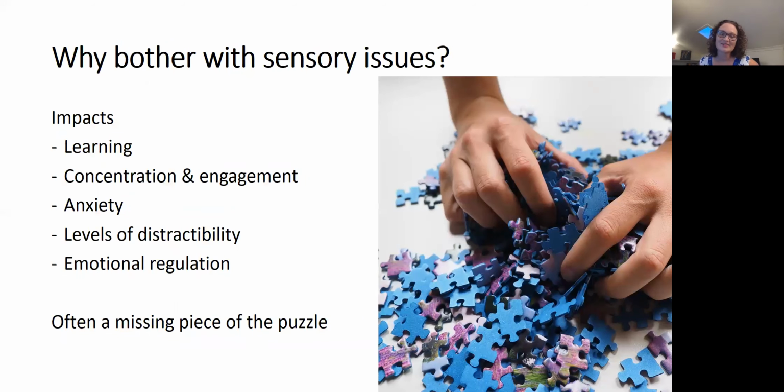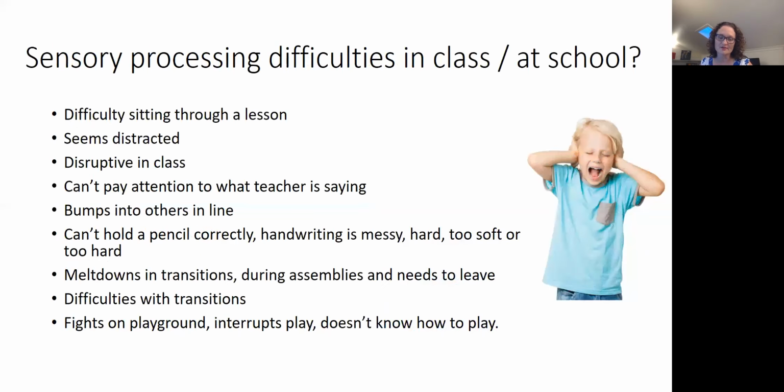So why should we bother with sensory issues? Well, because sensory issues are not just kids who are picky eaters or kids who struggle with touching paint or glue. Sensory processing impacts on learning, concentration and engagement, anxiety, levels of distractibility, and emotional regulation. So sensory is sometimes the missing piece of the puzzle, and it's sometimes not well known in some school settings, the research behind it or how to implement it. And sensory is not everything, but I think we need to consider it to give a really holistic view of what might be happening for a child.